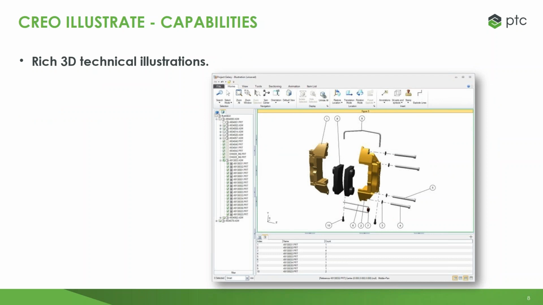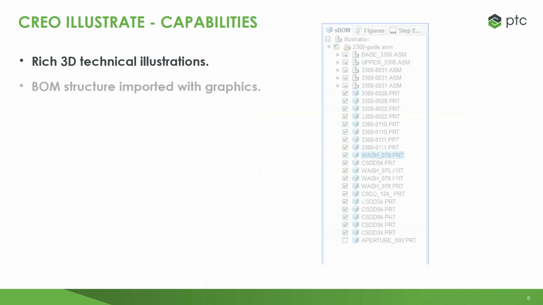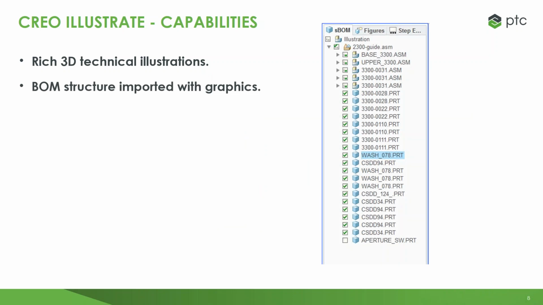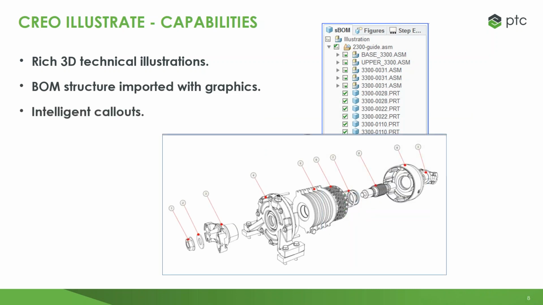So we have these rich 3D technical illustrations in a lot of different formats. What's nice is it's going to understand our bill of materials, and what that means is all the individual parts that we have are going to be able to be identified via these intelligent callouts. So as I mentioned, the Illustrator doesn't necessarily need to know what the components are. Very simplistic to just be able to look in this and follow through with all the information given with Creo Illustrate.